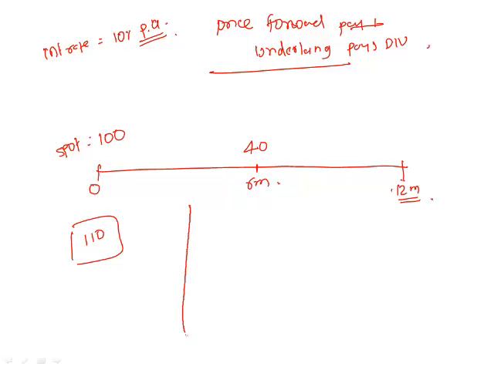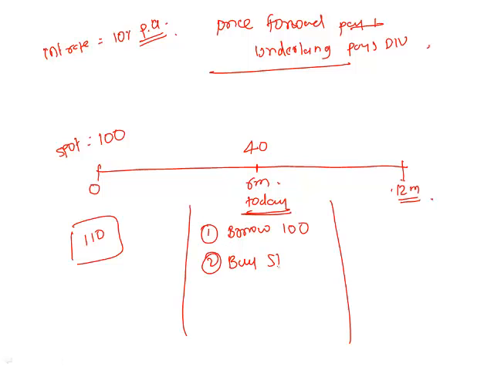Now, see how people will exploit this. Someone will come, he will buy the stock today by borrowing 100. So borrow 100 today. This is what we are doing today. So he will borrow 100. Then second, with that borrowed money, he will buy stock. And third, he will enter into a short position on the forward contract.